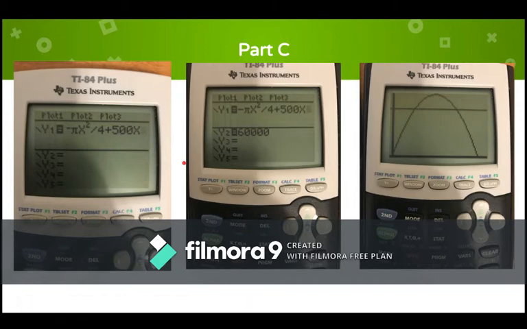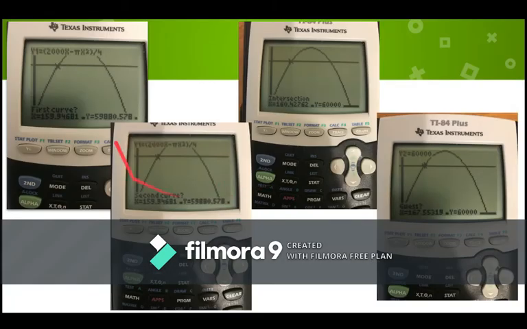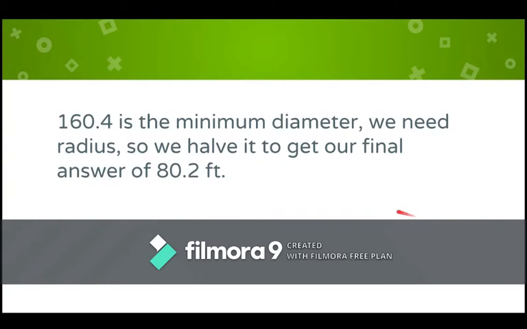Okay. So first, we plugged in our original equation to y1 and plugged in 60,000 for y2. Created the parabola and the intersecting line. Then we found where they intersected with each other for the first time. And we hit enter twice, and then we figured out that the first intersection point was 160.4. That was the minimum. So to get the radius, we need to divide it by half to get 80.2 feet as our minimum.